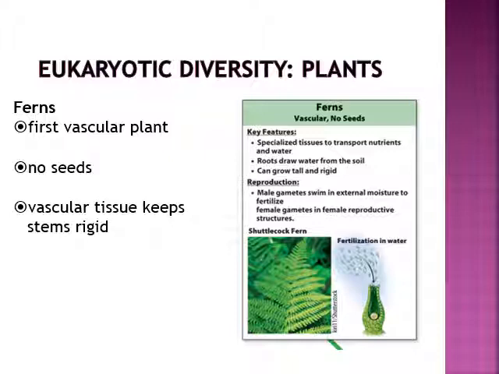These guys still do not have seeds, okay? And they are pretty tall and strong, essentially, but they do still have the fertilization and water. So these male gametes have to swim in external moisture to fertilize the female gametes within the female reproductive structures. So still kind of resistant to drying and can't be carried by wind or pollen or anything like that. Again, there's no seeds, has to happen in water. But these are our very first vascular plants that start to show up on Earth.